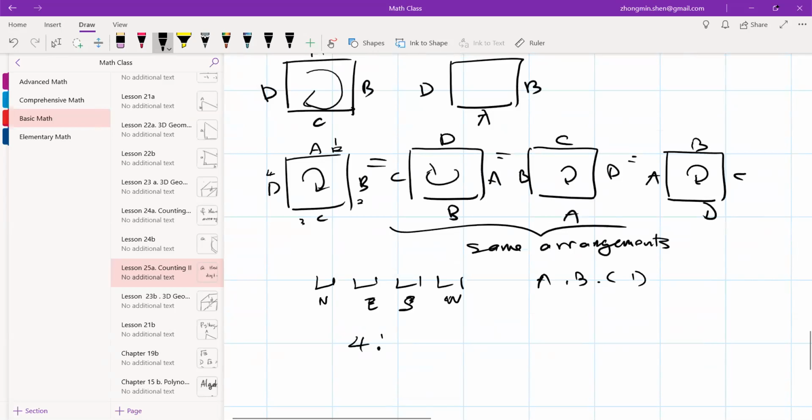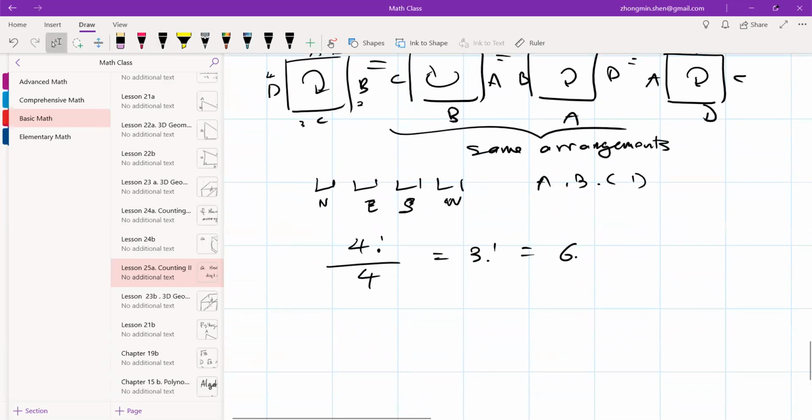However, there's a rotation here. When I rotate those chairs, I find out they do not give me different arrangements. They are still essentially the same. Four of them will be the same: given one arrangement, when you rotate those chairs, you create the same arrangement. So you have to divide by four. So the answer would be three factorial, which is six. There are only six different ways to solve the problem.